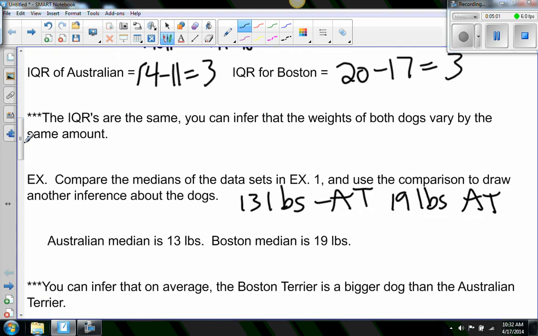So here's what you can infer from that. You can infer that on average, the Boston Terrier is a bigger dog than the Australian Terrier. Well, that would make sense, wouldn't it?